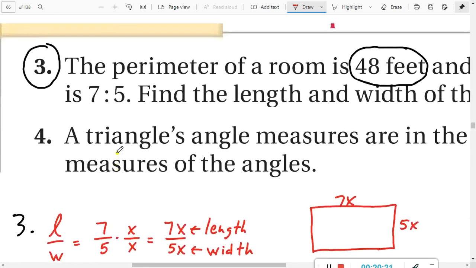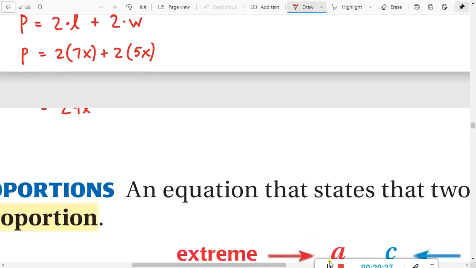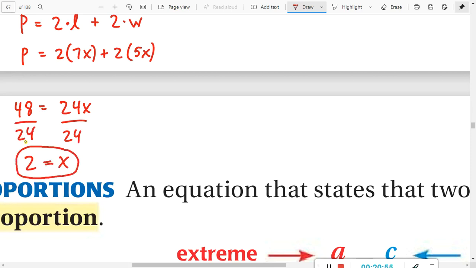But it was given in the problem, the perimeter is 48 feet. So in place of P, I'm going to plug in 48. Solving for x, I'm dividing both sides by 24. 48 divided by 24 is 2. Okay, now we're in business. X equals 2.